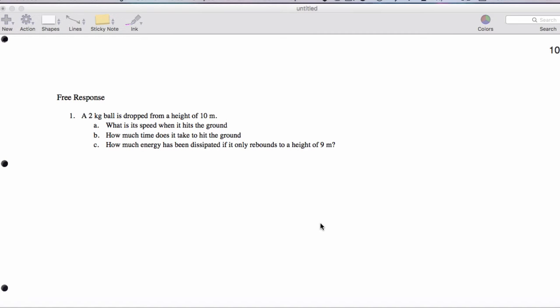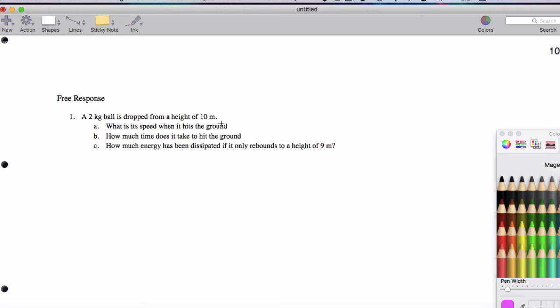All right, a ball is dropped from a height of 10 meters. That seems a bit drastic. It's a very cruel thing to do to a sphere. We want to know its speed when it hits the ground, how much time it takes to hit the ground, and how much energy has been dissipated if it only rebounds to a height of 9 meters. Let's do A and B first.